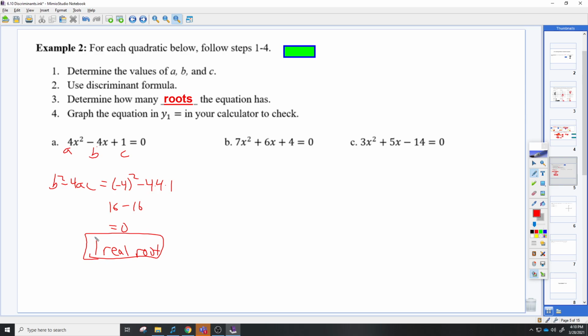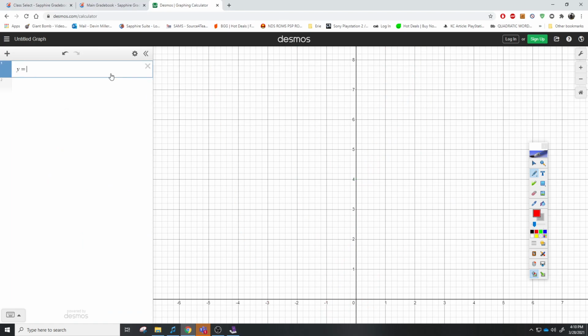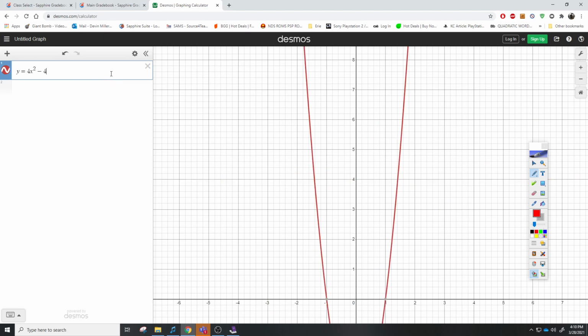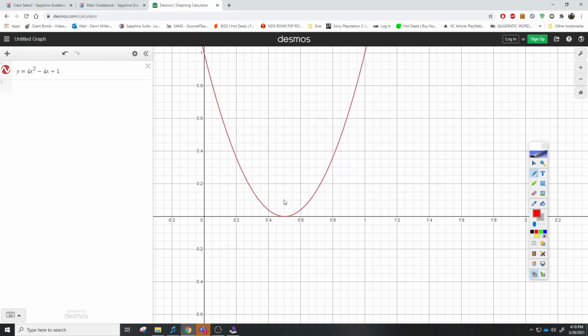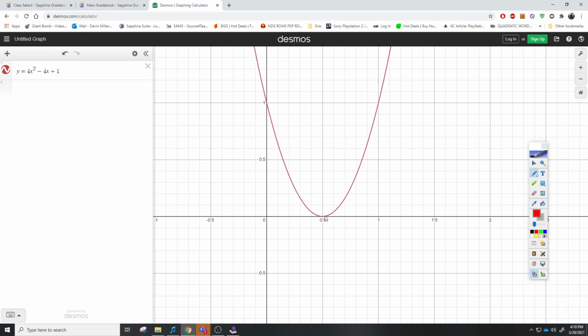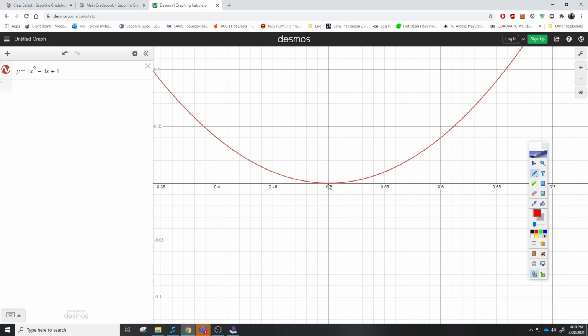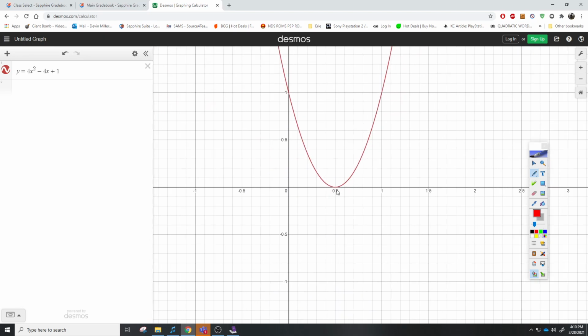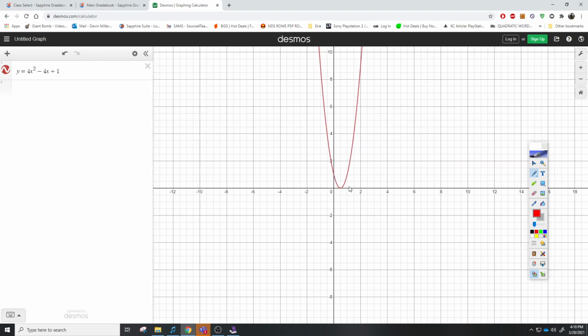I'll do that real quick in Desmos. It's 4x squared minus 4x plus 1. Let's see. We can delete some of these. We don't need them all. 4x squared minus 4x plus 1. There we go. And as you can see, zoom in on this a little bit. It comes down and hits just one time at the very bottom. That's actually hard to see, but it looks like it's touching multiple times. But that's the vertex at the very bottom here, and it hits once.